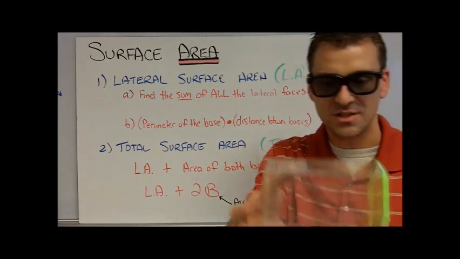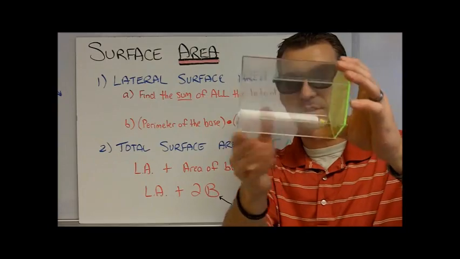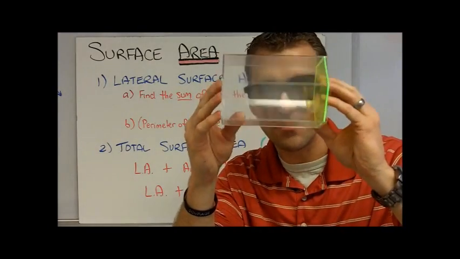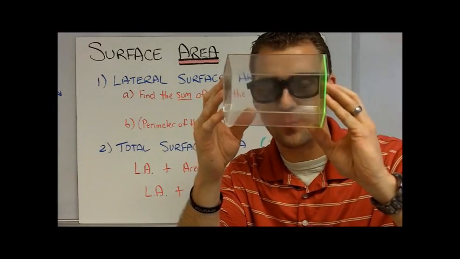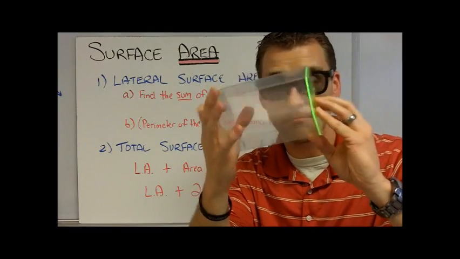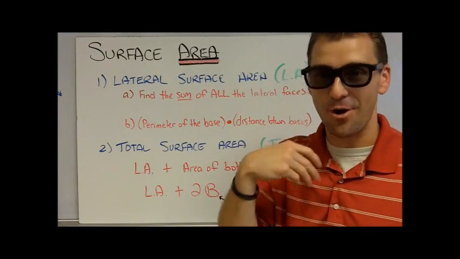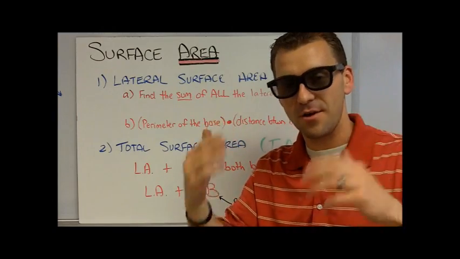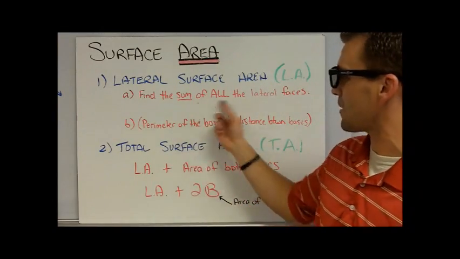By the way, all 6 of these lateral faces on this regular hexagonal prism, they are all rectangles. That's pretty cool. So that's not too hard to find the area of. You just got to find the area of all those rectangles and then just add them up.